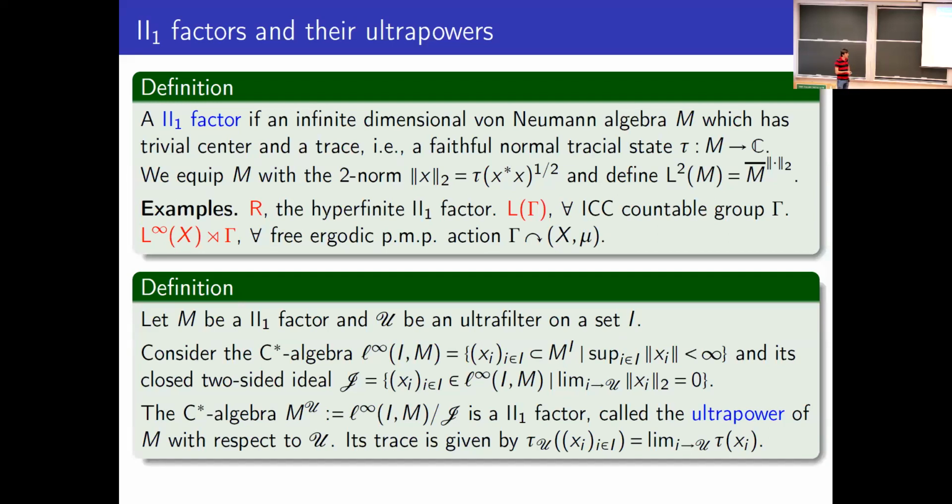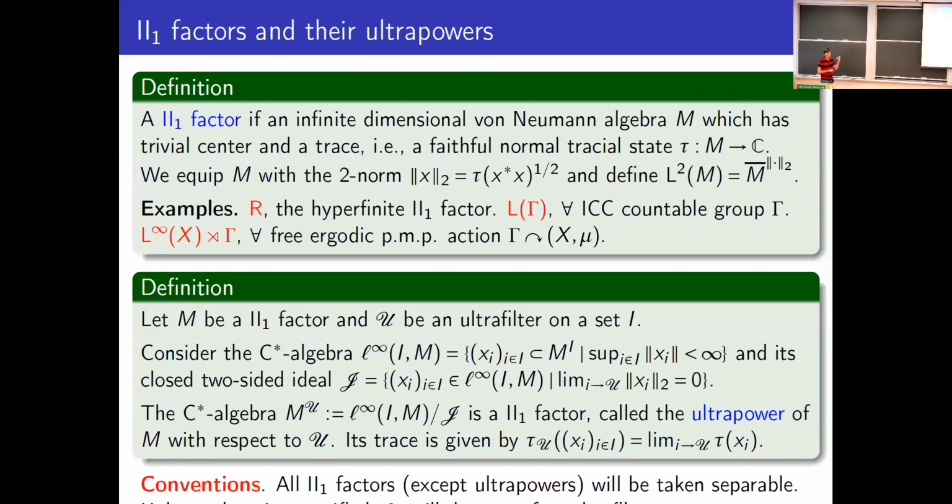And since we started with a factor M, this quotient will also be a II1 factor, which is called the ultrapower of M with respect to the ultrafilter u. And as any II1 factor, it has a unique trace, which in this case is given by taking the limit along the ultrafilter of the traces of the components. Okay, so I did this in general. So now let's make it more specific.